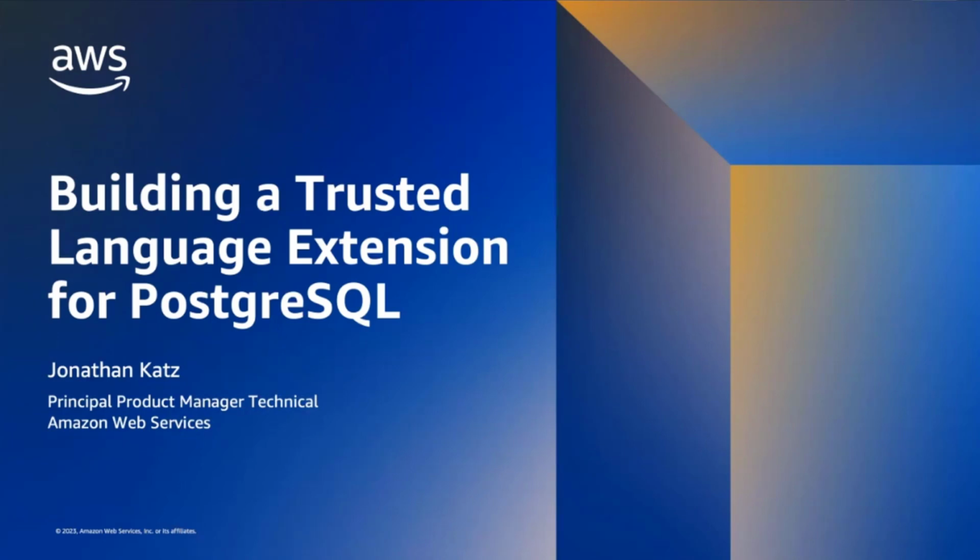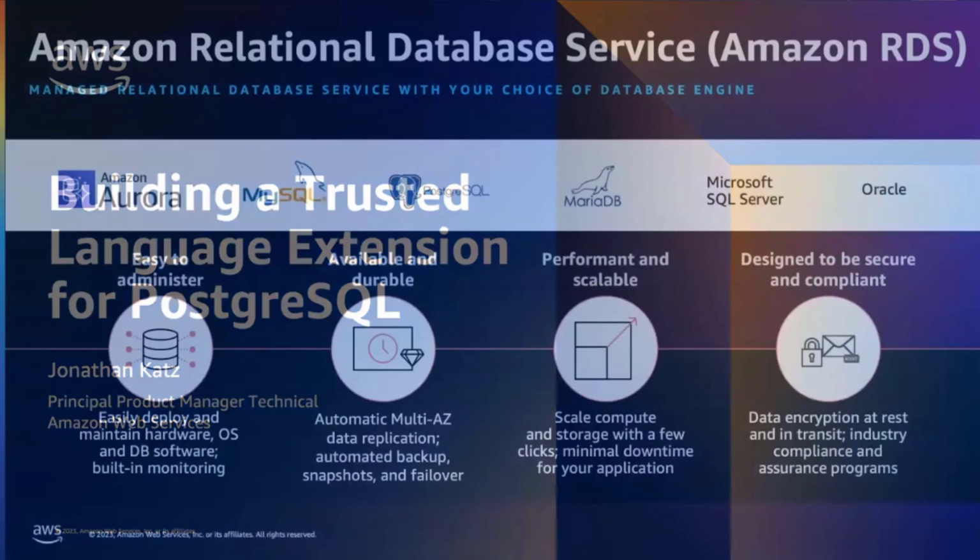And today we're going to explore how you can build your own extensions using your preferred programming languages and install them directly on Amazon Aurora and Amazon RDS. So before we get into that, first let's learn a little bit more about Amazon RDS.